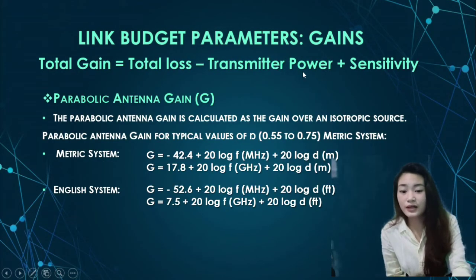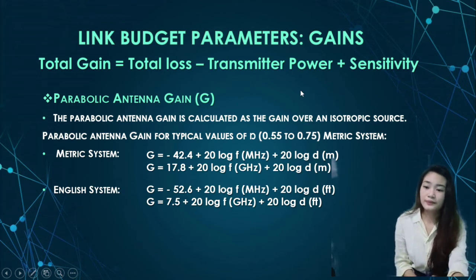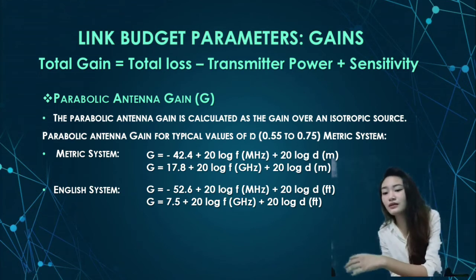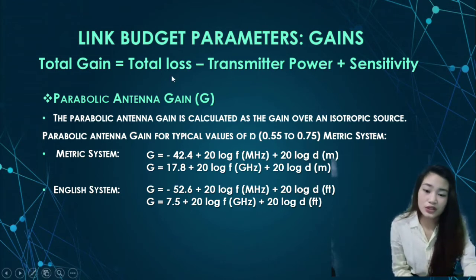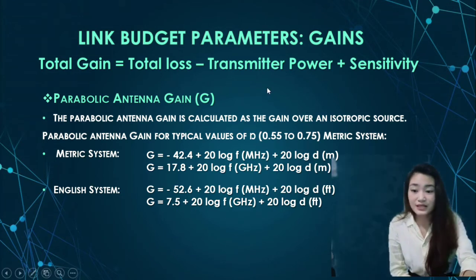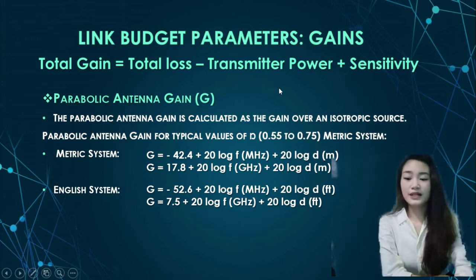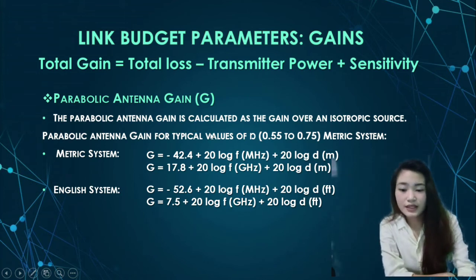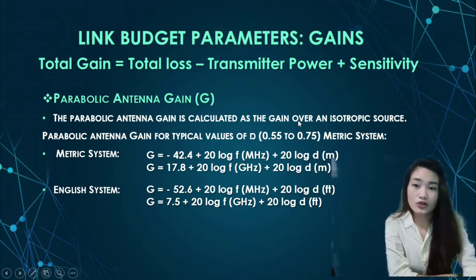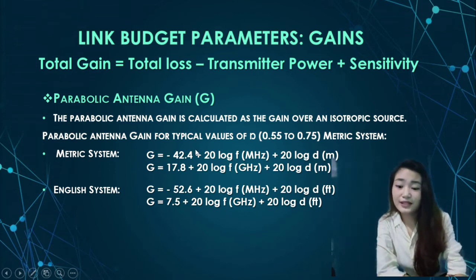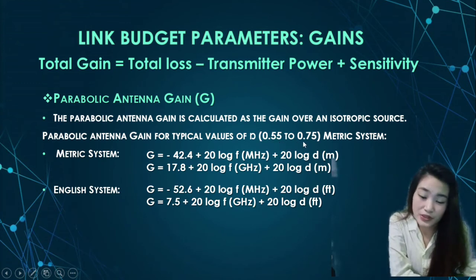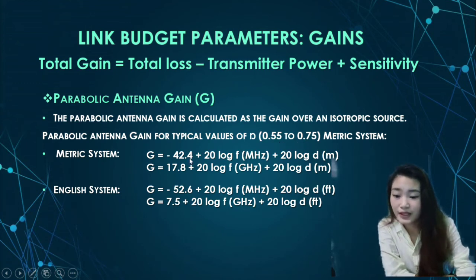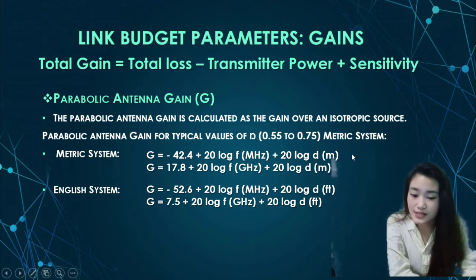Link budget parameters in gains. The last one was in the losses, and this one is the gains. Total gain is equal to total loss minus transmitter power plus sensitivity. Parabolic antenna gain, or G, is calculated as the gain over an isotropic source. Typical values are 0.55 to 0.75 in the metric system. These are the formulas, as you can see on the screen.